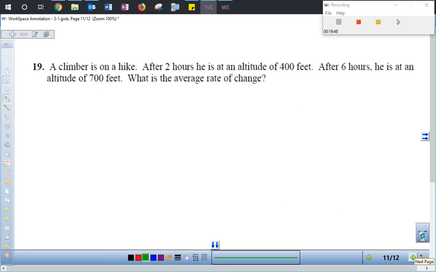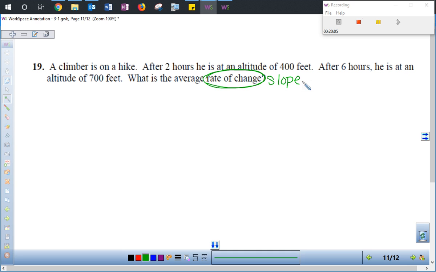Alright, next on number 19 it says a climber is on a hike. After 2 hours he's at an altitude of 400 feet. After 6 hours he's at an altitude of 700 feet. What is the average rate of change? Now this phrase, rate of change, is just a fancy phrase for saying what's the slope. Rate of change and slope are the same thing because it tells us how an equation is changing.